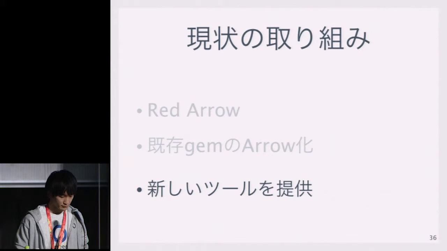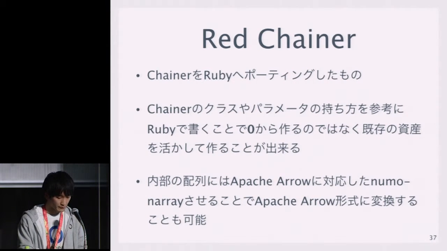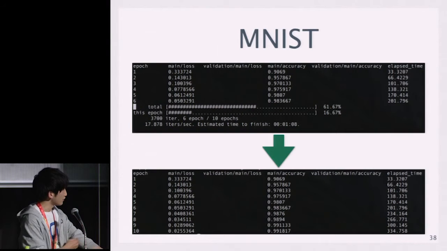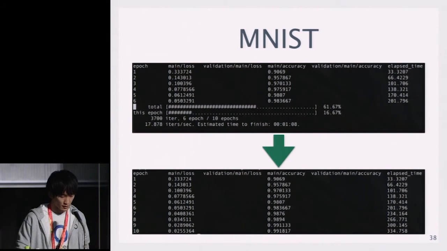This is exactly what I have been working on. One of these is the development of Red Chainer. Chainer is a deep learning framework in Python, and this has been ported to Ruby. Not by a direct conversion, but we wrote the code in Ruby from scratch. However, the parameters refer to Chainer, so we are using the legacy class, and we use Numo NArray for the internal array. Now I'm going to show you a screenshot of MNIST. The result of the MNIST execution is like this.